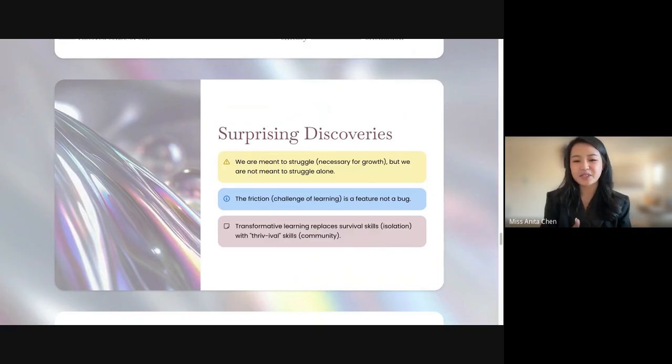I found first that as students, as learners, as maybe people, we're meant to struggle, and that struggle is necessary for growth. But we are not meant to struggle alone. The friction of challenge, the friction of learning throughout the program, I found to be a feature, not a bug. In fact, it's in those moments of friction that we lean on community and we're able to overcome.